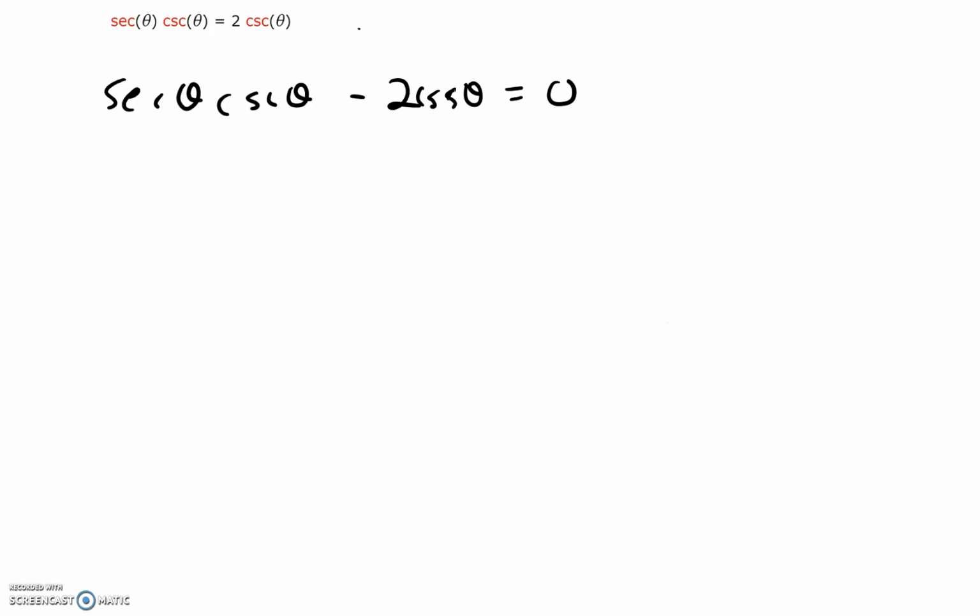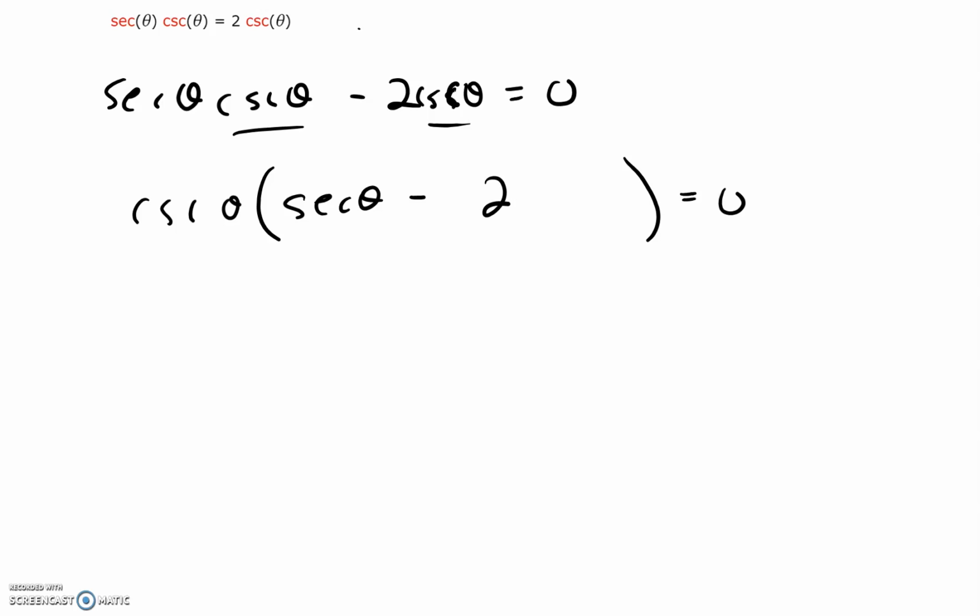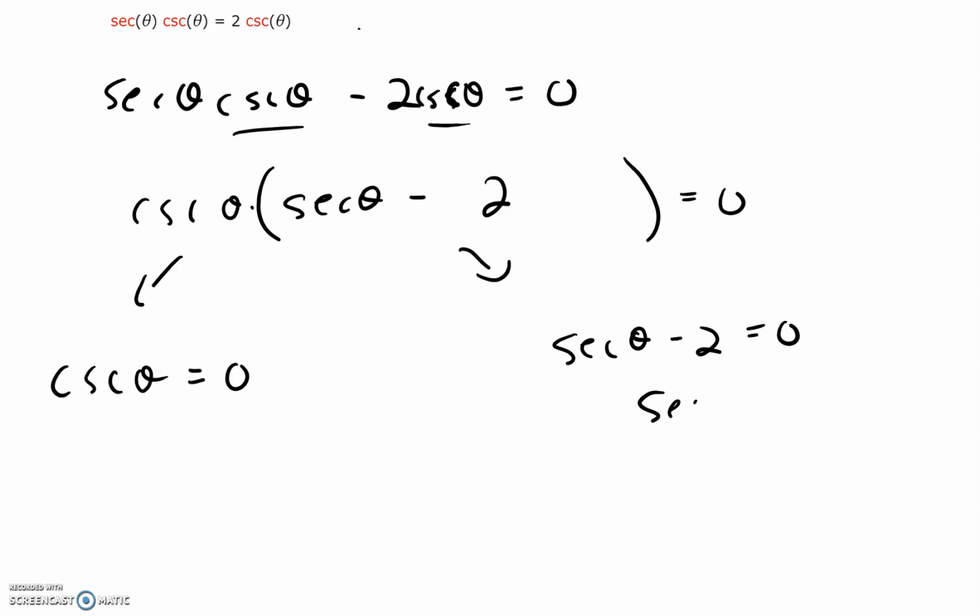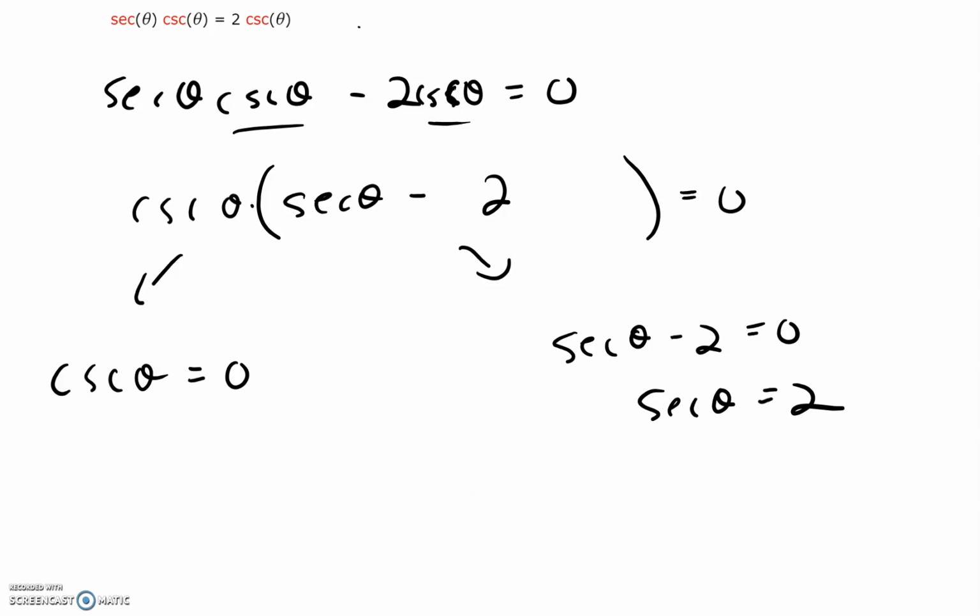And now we're going to use our old zero product principle. I have a common factor, cosecant theta, and I factor that out. So it's factored out, secant theta minus 2, and the zero product principle goes like this, right? If I have a product equal to 0, then either part of that product can be 0 and give me a solution. So I have to know when the secant of theta equals 2, or when the cosecant of theta equals 0. Okay, so let's start with the cosecant.